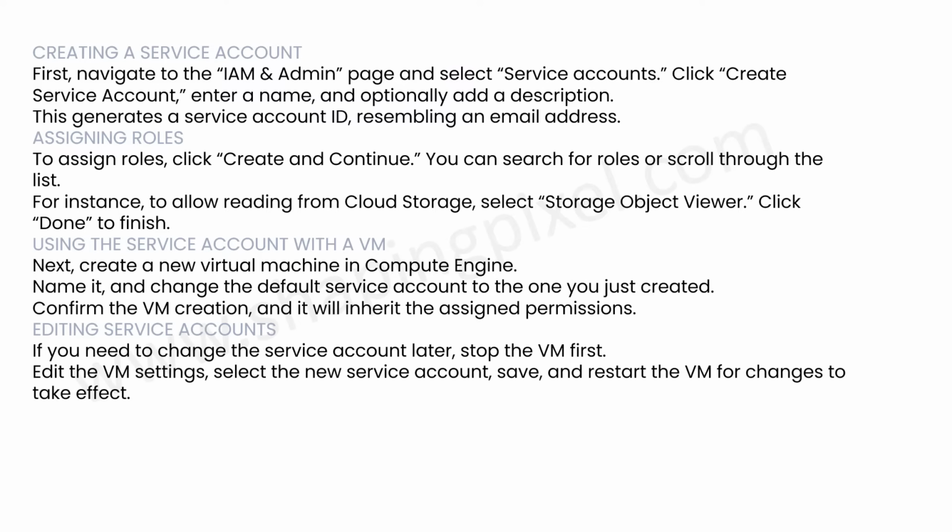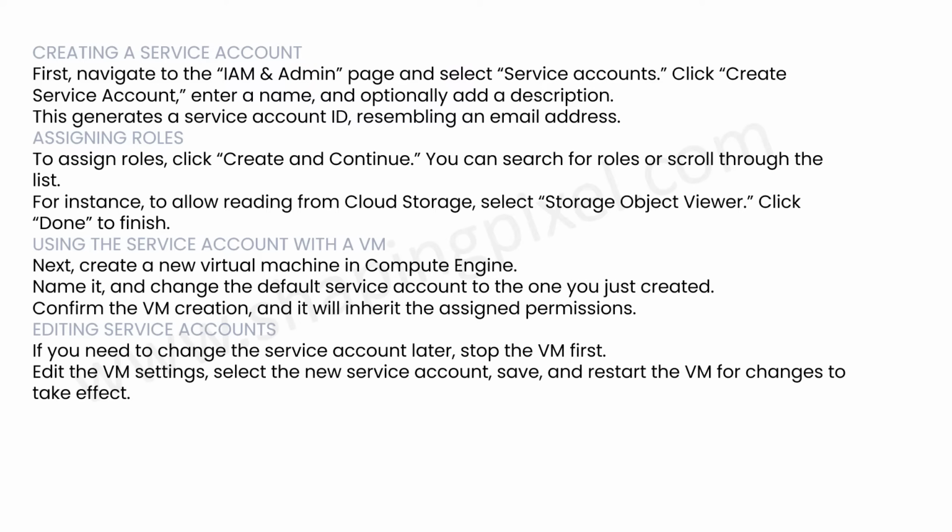Managing service accounts in Google Cloud Platform, or GCP, is essential for controlling permissions. So let's create a service account, assign roles, and link it to your virtual machine. First, navigate to the IAM and admin page and select service accounts. Click create service account, enter a name and optionally add a description. This generates a service account ID resembling an email address. To assign roles, click create and continue. You can search for roles or scroll through the list. For instance, to allow reading from cloud storage, select storage object viewer, click done to finish.